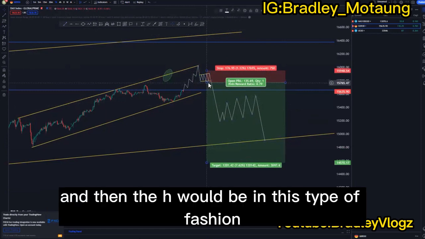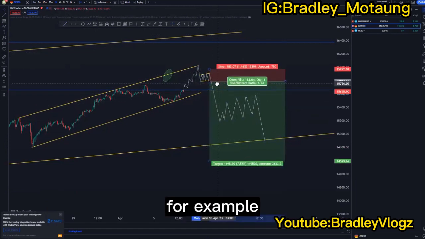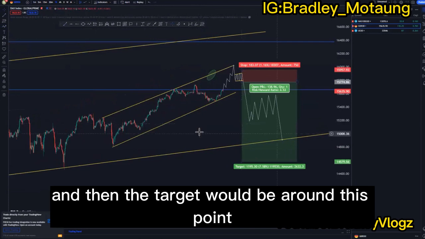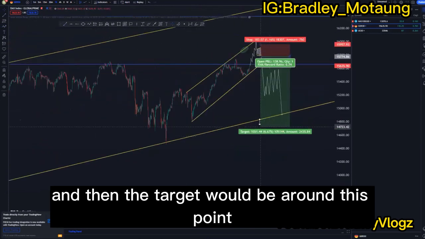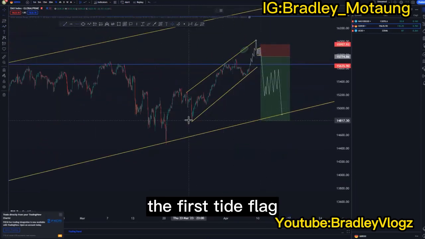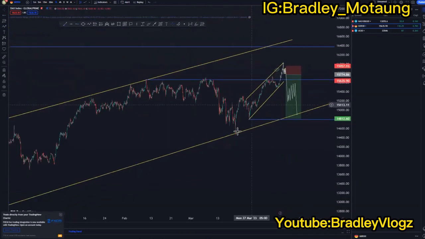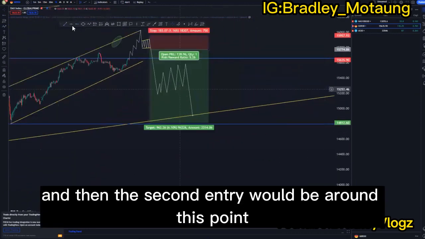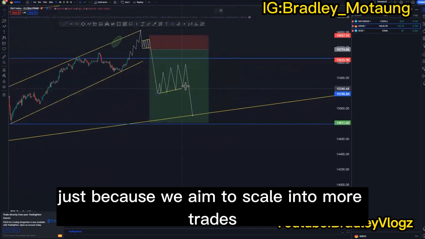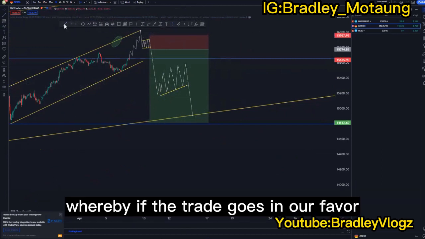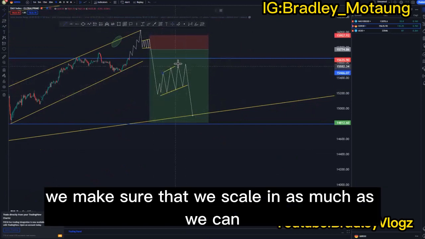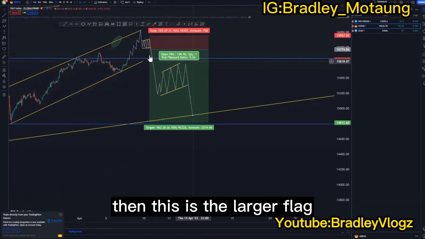And then the entry would be in this type of fashion, for example. And then the target would be around this point, the first tight flag or the first ascending channel in the structure. And then the second entry would be around this point, just because we aim to scale into more trades, whereby if the trade goes in our favor, we make sure that we scale in as much as we can. And then this is the larger flag.